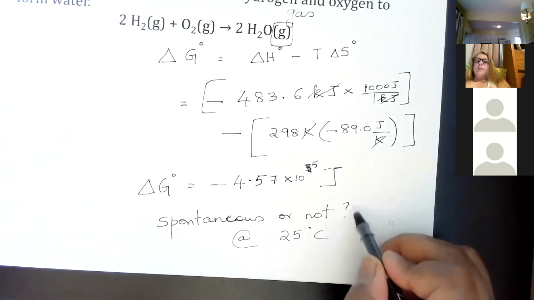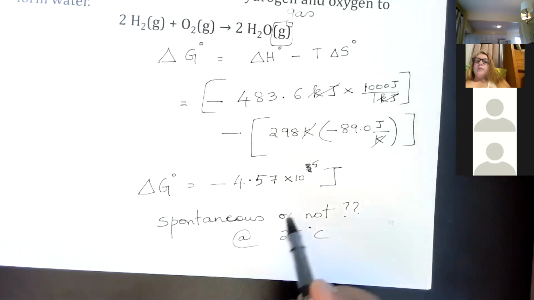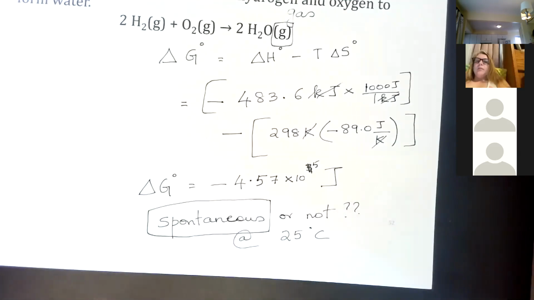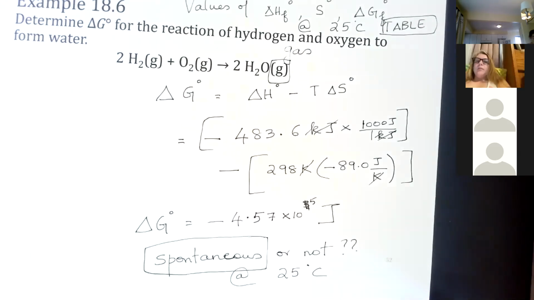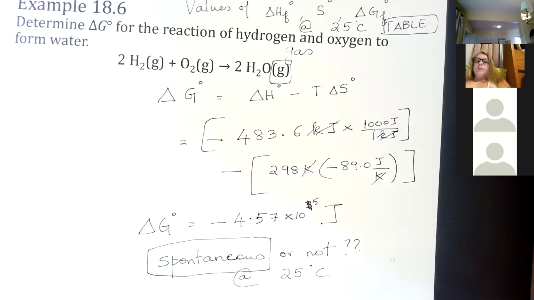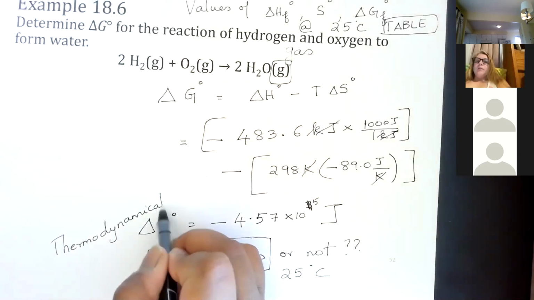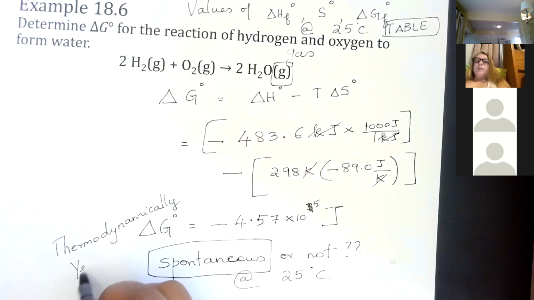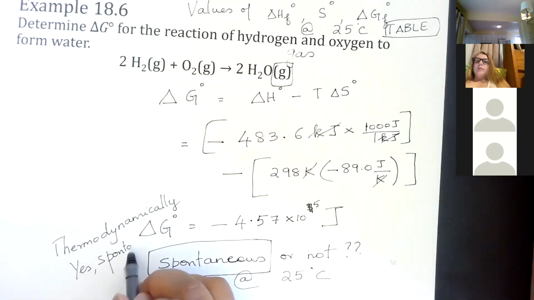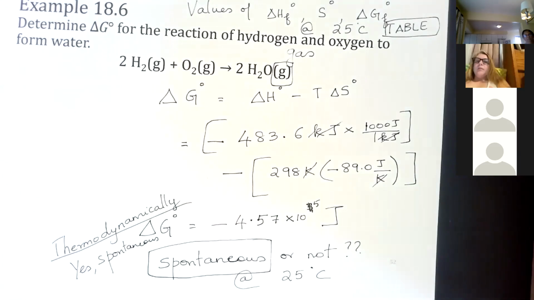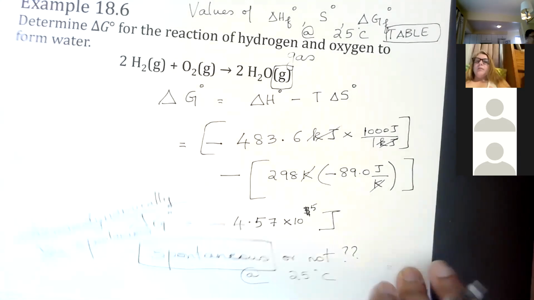So the question is, is it spontaneous or not? Delta G is negative, so is it spontaneous? Yes. So what does that mean? Hydrogen and oxygen react to form water. Okay. So thermodynamically, we say this is spontaneous, which means it takes off. Okay. Everybody did the math? Okay.